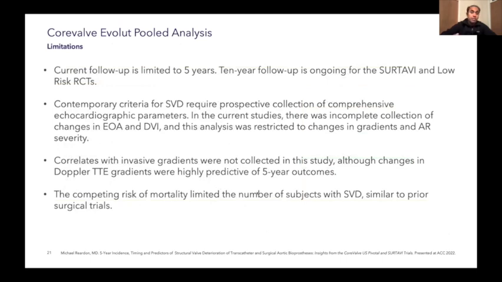So we're going to have 10-year follow-up in both TAVI, which was a protocol modification that happened around year 2 of follow-up. So all of those patients are being followed up to 10 years. The low-risk trial was per protocol out to 10 years, which is going to happen. And we're going to get more and more data about long-term impacts of structural valve deterioration as time goes on.